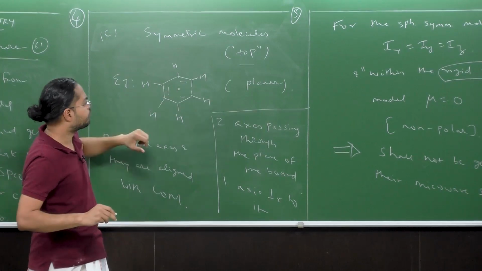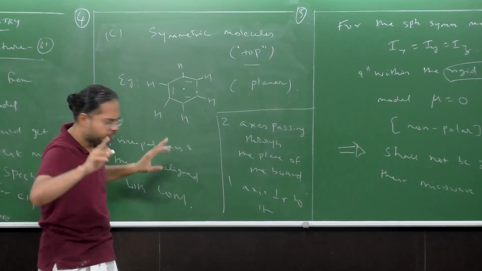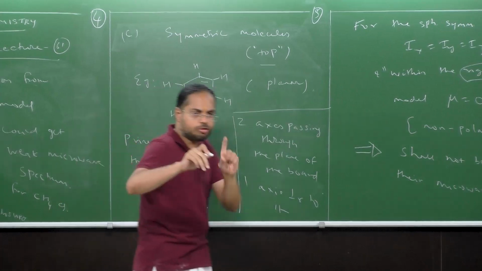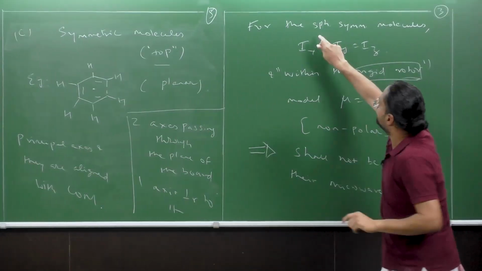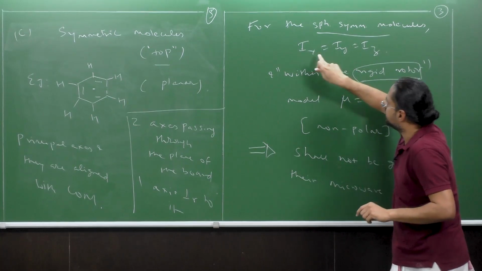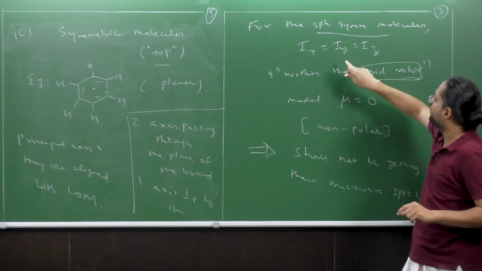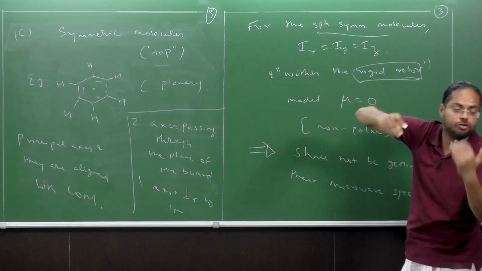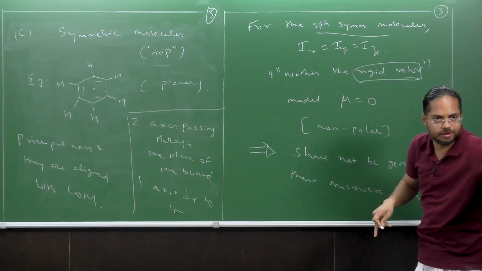Now, it's very easy to see. By the way, before I get to this point, just one clarification. Even while discussing the spherically symmetric molecule, we only considered the principal axes. That's why we are not considering the other components of the moment of inertia tensor. I just want to clarify that.